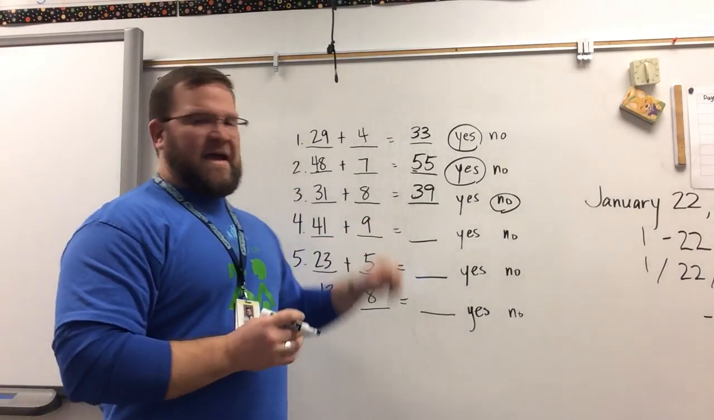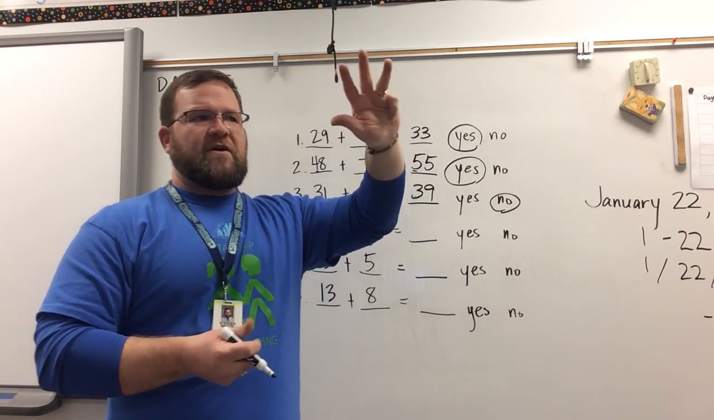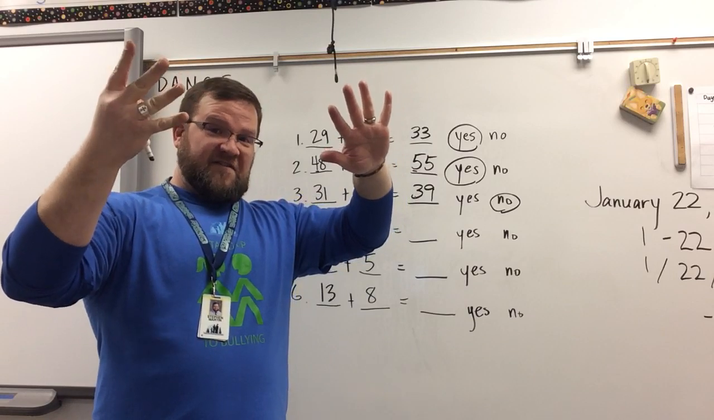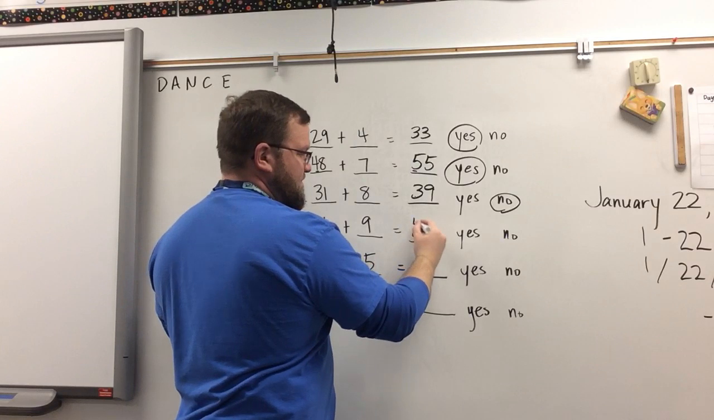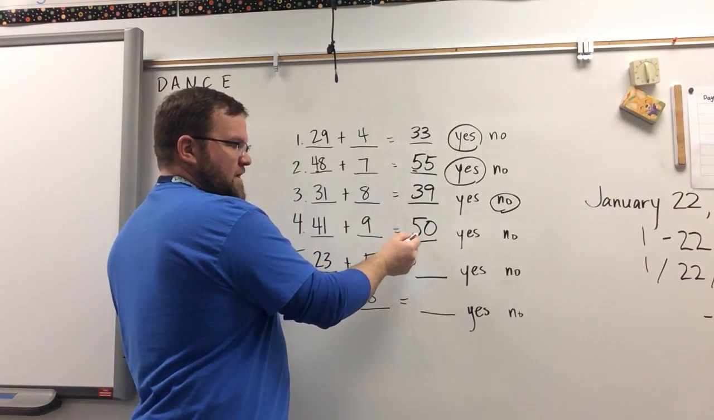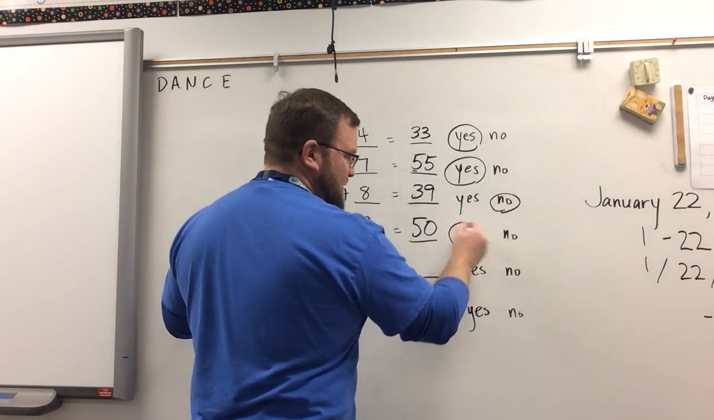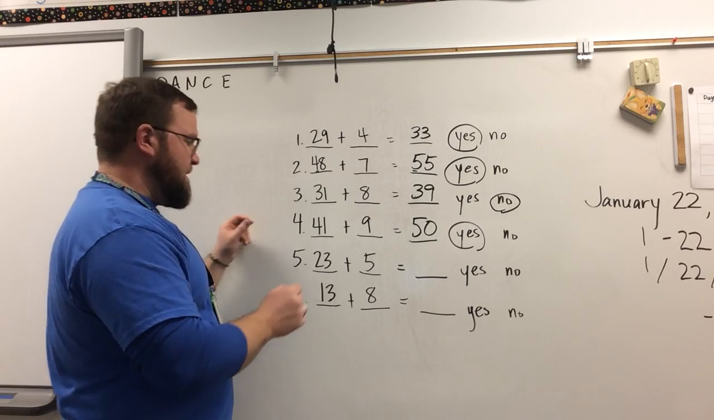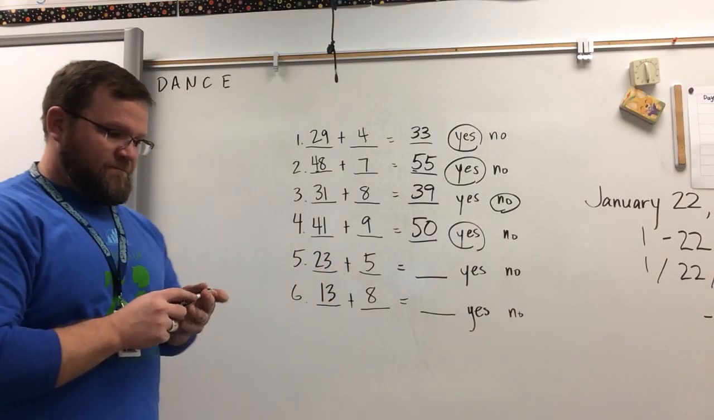41, and we're going to add 9. We're starting with 41, 42, 43, 44, 45, 46, 47, 48, 49, 50. So 41 and 9 makes 50. Started with 4, ended with a 5 in the tens place. That means it changed. That means we regrouped. You with me? Okay, let's do 23 and 5.